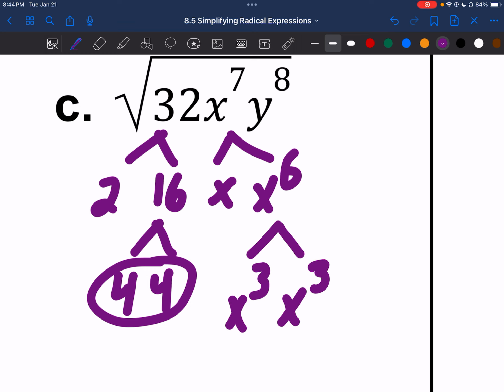And we've got y to the 8th, which will be y to the 4th, y to the 4th. So x to the 3rds, that's a pair. y to the 4th, that's a pair. So what am I left with? Well, let's see. We bring out a 4. We have an x to the 3rd. We have a y to the 4th. And what's left on the inside? We have a 2 and we have an x. So square root of 2x.